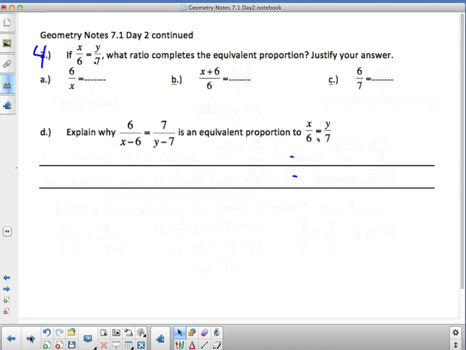In problem 4, I had to do some renumbering. I fixed it on yours, I didn't fix it on mine, so I'm hoping that it's right. I would like you, based on the patterns that we've just learned in the properties, to answer: what ratio completes the equivalent proportion? I have ratios here in A, B, and C. I'm using the properties I just presented. I would like you to fill in the other half of them.